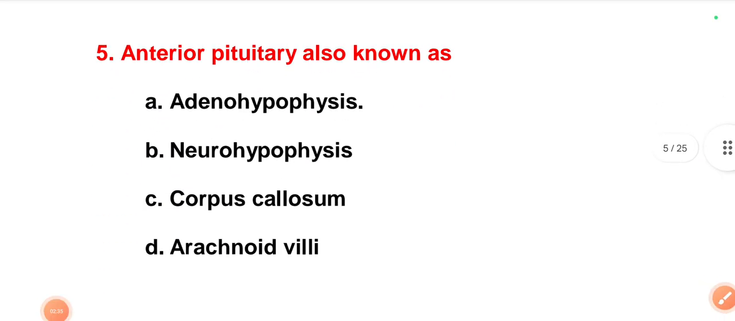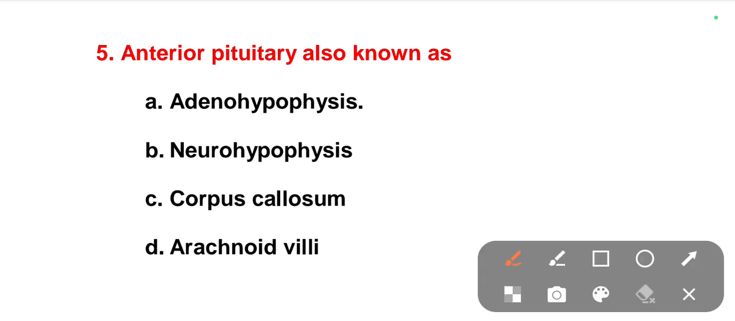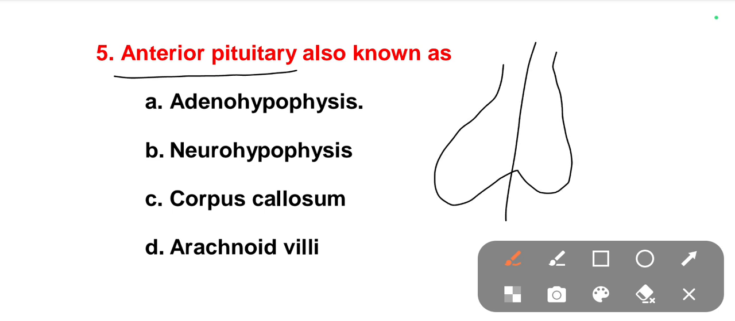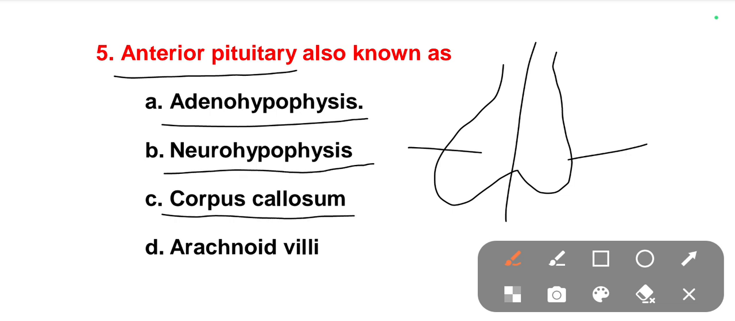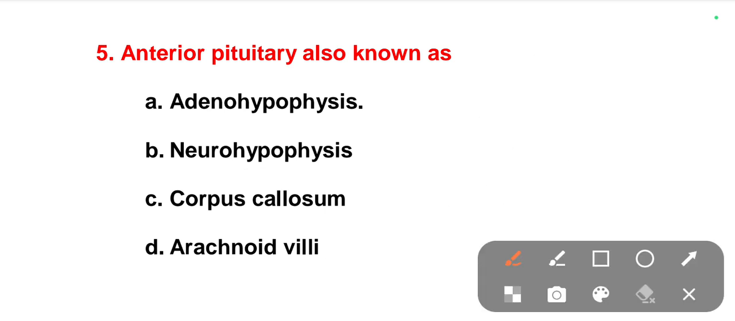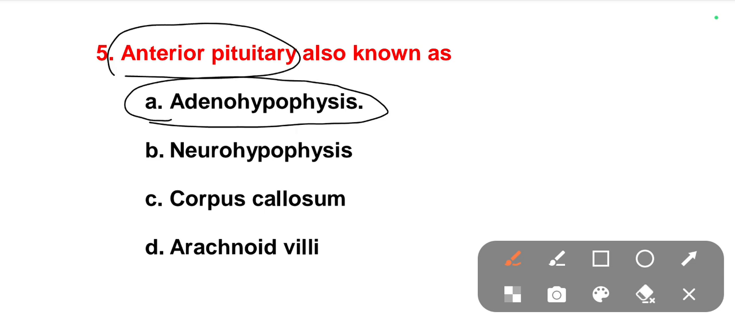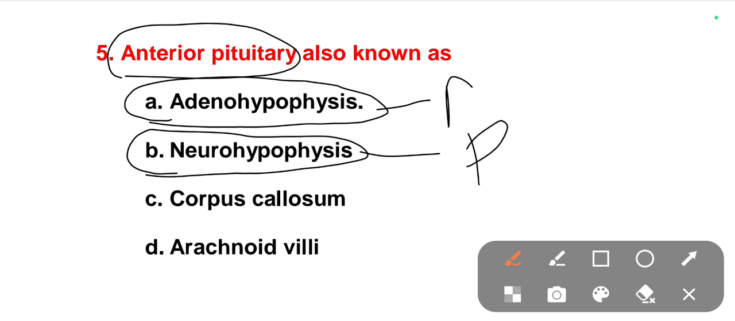The next question is anterior pituitary also known as. So what is the other name for anterior pituitary? The pituitary gland has two portions, anterior and posterior. So anterior pituitary is also known as adenohypophysis, neurohypophysis, corpus callosum, arachnoid villi. The right one is adenohypophysis. So it is the other name for anterior pituitary. The posterior pituitary's other name is neurohypophysis. This is posterior and this is anterior. So these are the other names for the pituitary gland portions.